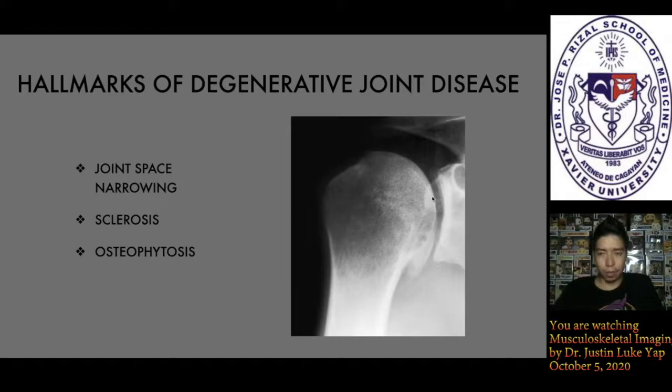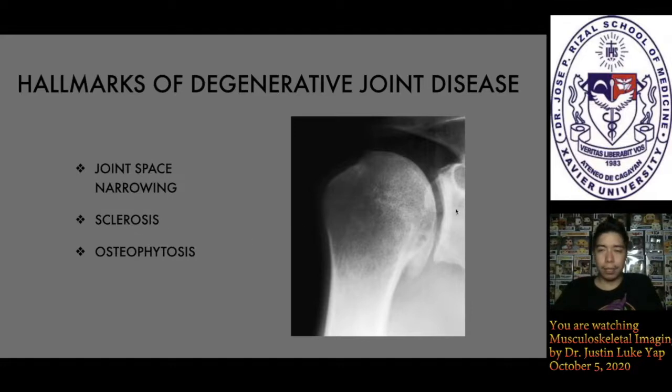So this is the right shoulder joint. There is narrowing of the glenoid fossa, more on the inferior aspect. So you can see that this region is markedly narrow relative to the superior aspect.